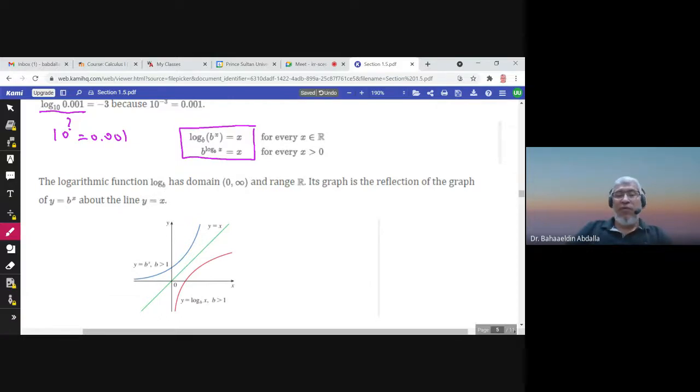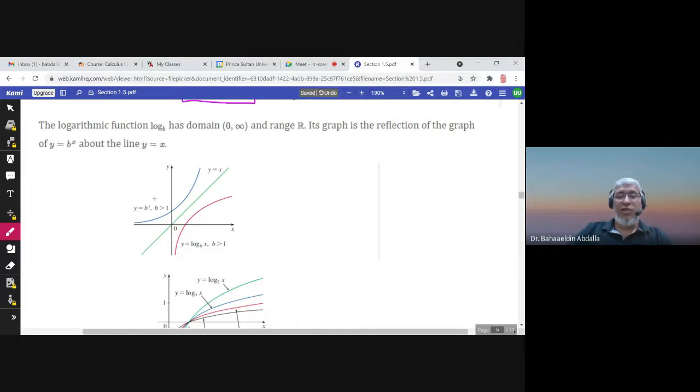Now, if you remember, the domain of the exponential function is all real numbers. So the range of the logarithmic function, because it's the inverse, would be all real numbers. The red one is the graph of the logarithmic. The range is all real numbers, while the range of the exponential is from 0 to infinity, so the domain of the logarithmic is from 0 to infinity.